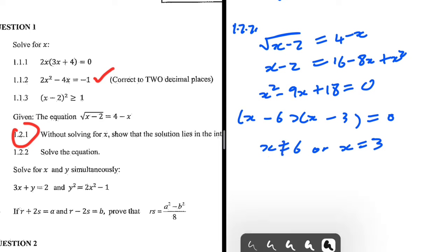Let's substitute x is equal to 3. When I have 3 minus 1, the square root of 1 is 1. And then, okay, we are good to go. There we go. So that is 1.2.2.